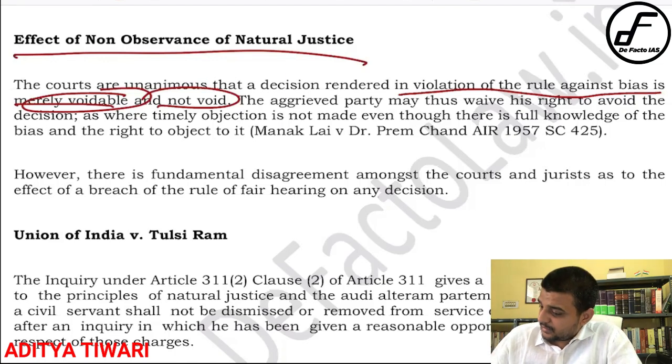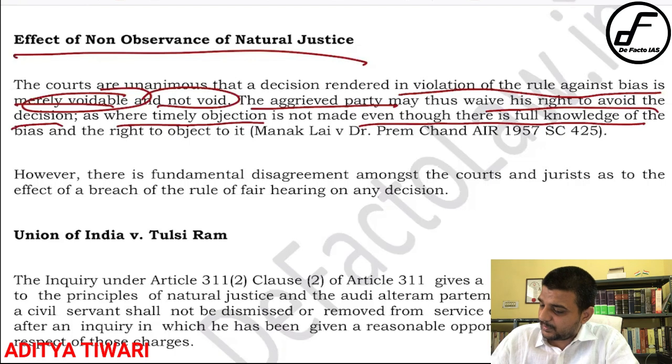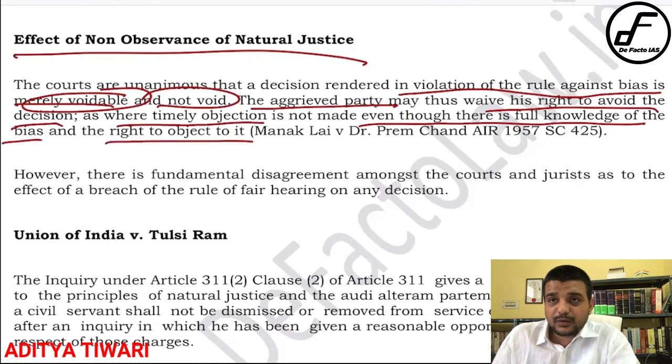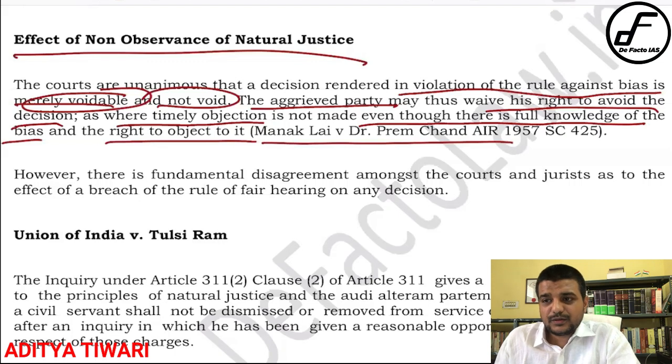The aggrieved party, those who have been wronged, may thus waive his right to avoid the decision, as where a timely objection is not made, even though there is full knowledge of the bias, the right to object to it. So if you by necessary implication have waived it, then it is waived. That is one thing you should keep in mind. Very important case, Manak Lal versus Dr. Prem Chand. So that case you have to actually understand.